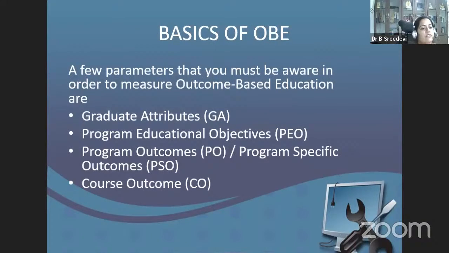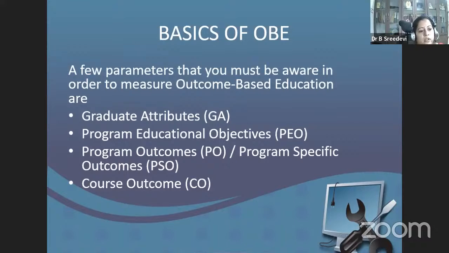Then basics of OBE. Before getting into outcome-based education, what are the parameters or key terminologies you should understand for this OBE? We call them GA, graduate attributes, program educational objectives. Many of you might be knowing all these. People who have joined recently, without NBA accreditation, they should know all these terminologies. Program outcomes, program specific outcomes, both are entirely different. Program outcomes is different, program specific outcomes is different. Then course outcomes. So the hierarchy level we follow is like this.